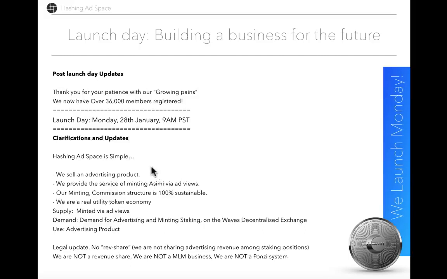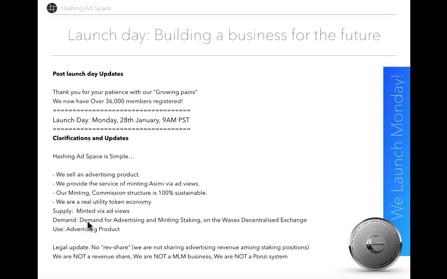Now, of course, the second part to that is that we provide the service of minting Asimi via these ad views. So it is watching ads that mints Asimi every single day. And if you watch ads, then you earn Asimi tokens. Our minting and commission structure is 100% sustainable. I'm going to circle back around to this. What we have with Asimi is a real utility token economy. So we have supply, demand, and a use. The supply comes from the minting via the ad views. Every day, there's 17,438 tokens that are released into circulating supply. This is where the supply of Asimi comes from.